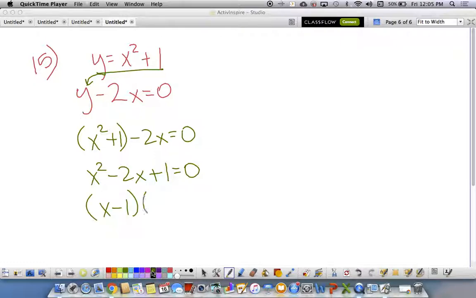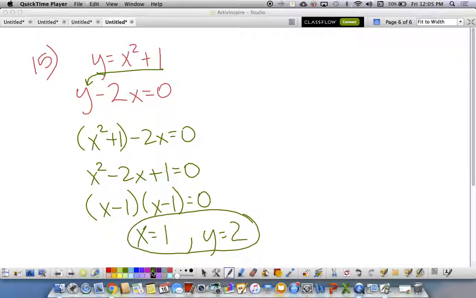Is it an x minus 1 and an x minus 1? Okay, I made an assumption that you can do that. But I said, so what does x equal? There's only one solution to that. Plug it in. Y is 2. So this is a parabola and something else that has only one intersection point. Is that what that tells me? There's only one intersection, and it's at 1, 2.